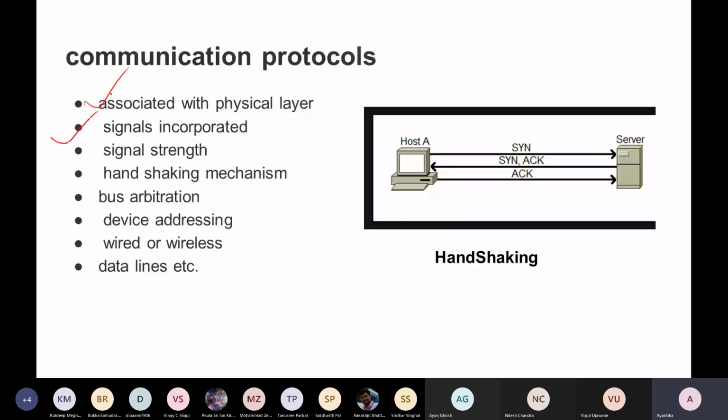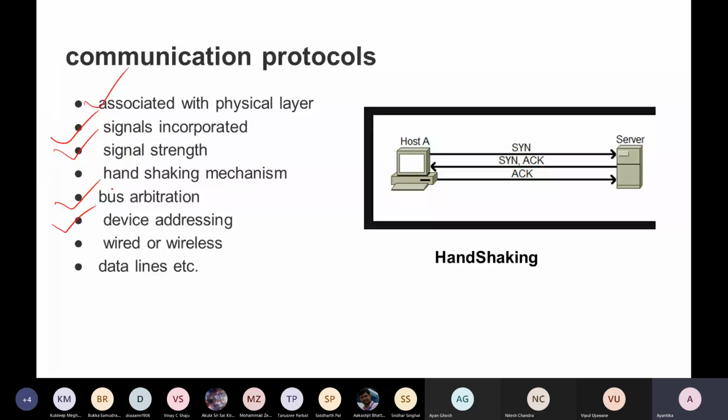Then the signals incorporated: what are the signal strengths, and how are you actually sending the data? Handshaking, I will explain if you do not know this. Then bus arbitration. Whenever multiple components are accessing or sharing a single bus, who will take the control of that bus, and how will the control be established? Those things we talk about in bus arbitration.